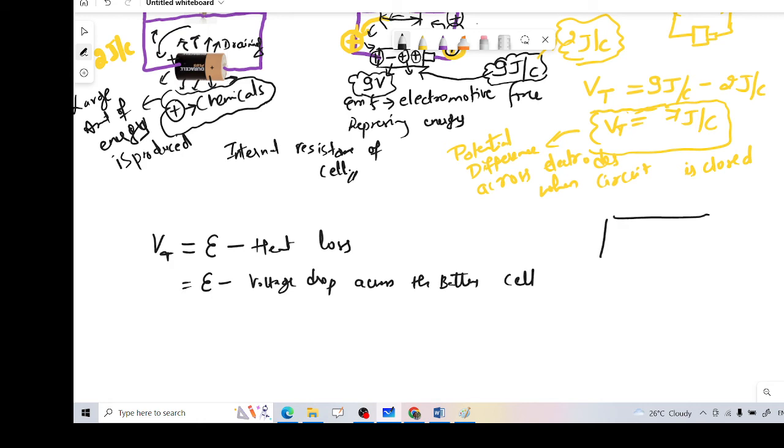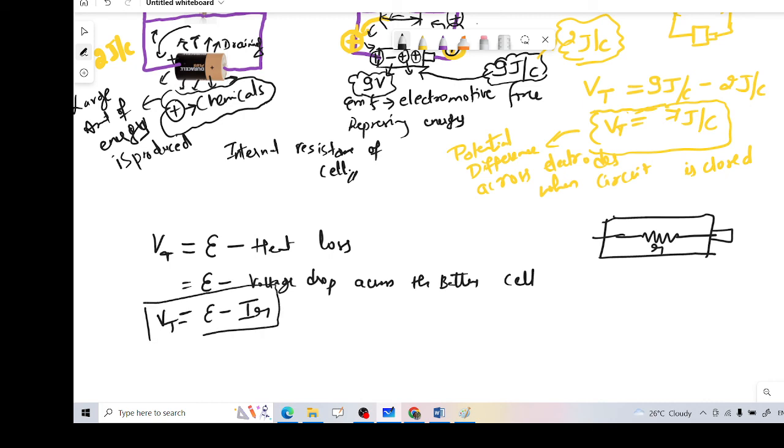So if there is a battery like this, there must be some internal resistance here. So this is the voltage drop across the battery cell, and from Ohm's law, we can directly write the voltage drop as Ir. I is the current flowing through this battery cell, and r is the internal resistance. So VT is equal to E minus Ir.